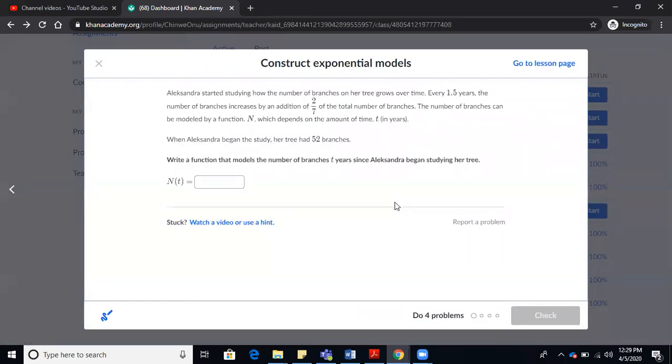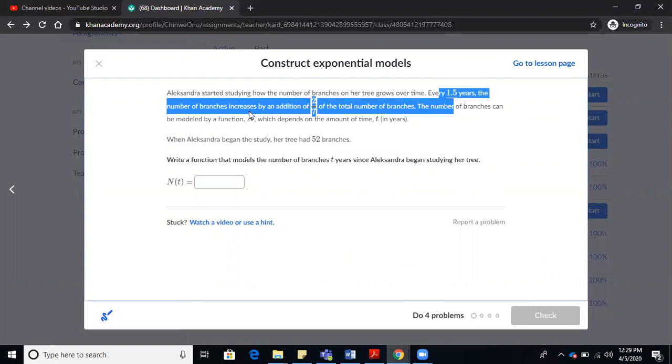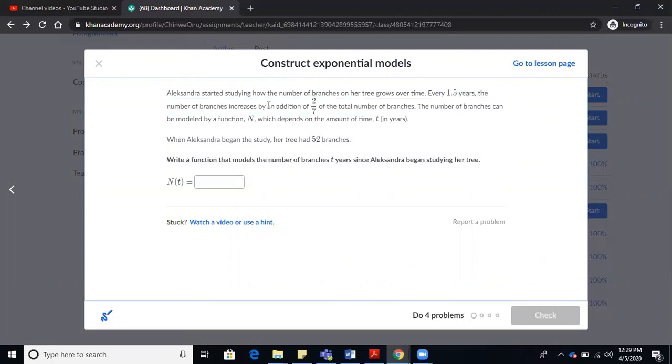All right. So here we have Alexandra started studying how the number of branches on her tree grows over time. Every 1.5 years, the number of branches increases by an additional 2/7 of the total number of branches. The number of branches can be modeled by a function n, which depends on the amount of time t in years. When Alexandra began studying, her tree had 52 branches.